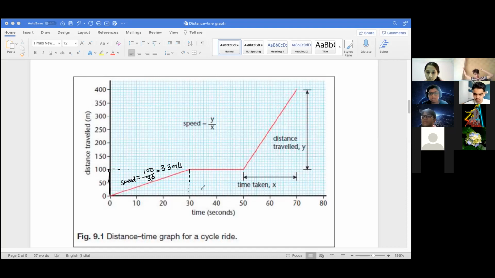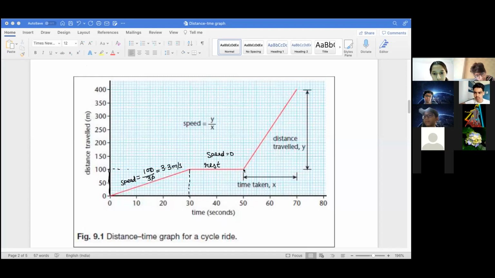Now from 30 second to 50 second, what is happening to the vehicle? It has stopped. Stationary, so the object is at rest. So speed is 0, because it is not moving. Now in the next part, it is uniform, from 50 seconds to 70 seconds, the distance goes up to 400.